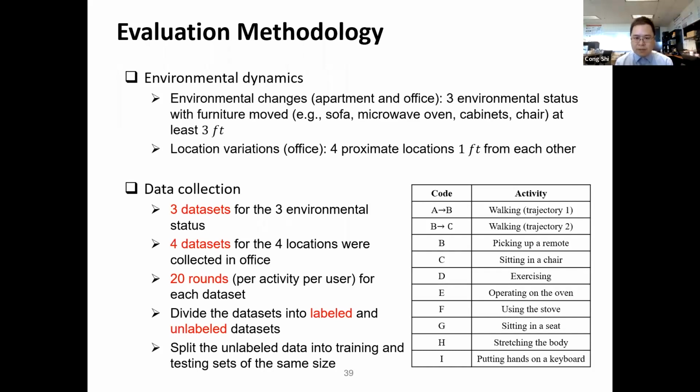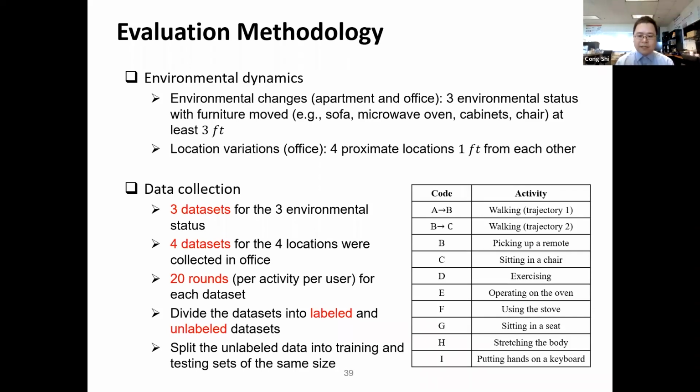For each environment, we move the desk, chair, and sofa at least 3 feet to simulate large-scale environment changes. When collecting data in the office, we also ask the 5 users to perform 3 activities with location variations. The data will collect activity at 4 proximate locations at 1 foot away from each other. In total, we collect 3 datasets of location variations and 4 datasets of environment changes with 20 rounds per activity per user for each dataset.